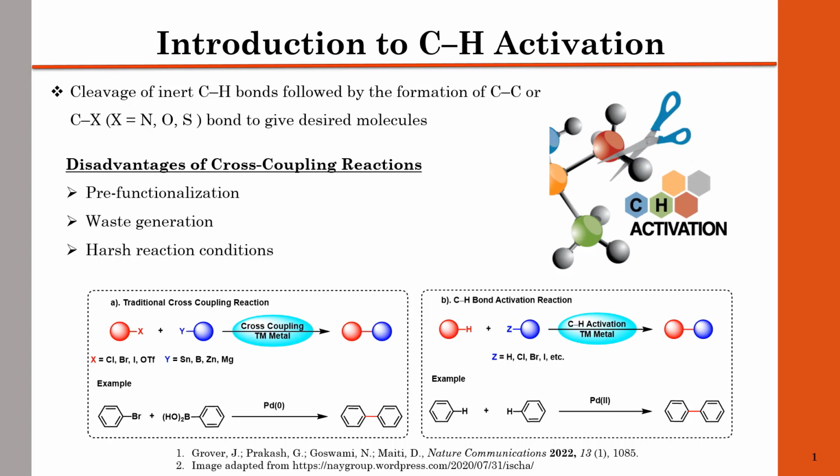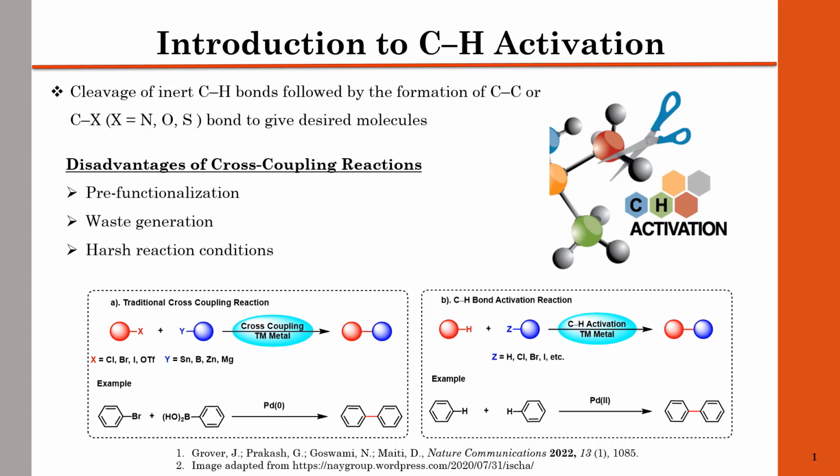So we can break this CH bond by using a transition metal catalyst, and then we can make a new CC bond. Normally we can make a new CC bond or CX bond, like C-oxygen or C-nitrogen, that kind of bond we can make. This process we call CH activation.